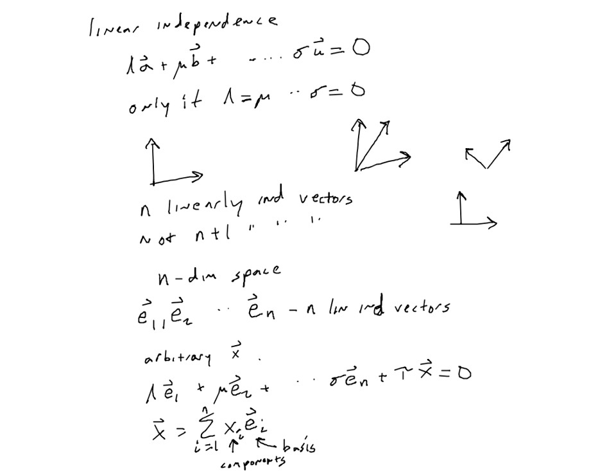Is that x sub I in the summation actually a vector? Or, no, that's a scalar. So we call it a component.